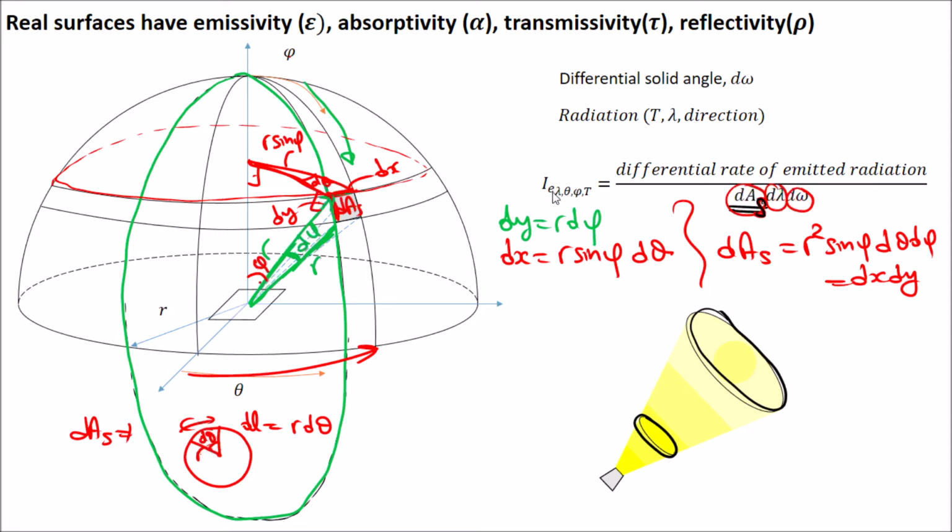So what is intensity? Intensity is the differential rate of emitted radiation in that direction. Radiation is emitted because this part is hot, and from that hot surface we are emitting radiation. The intensity is defined as that emitted radiation divided by the solid angle, and also dAs, the small surface area viewed from that direction, and the wavelength lambda. And the solid angle d omega will be equal to dAs divided by r squared, and therefore it will be sine phi d theta d phi.